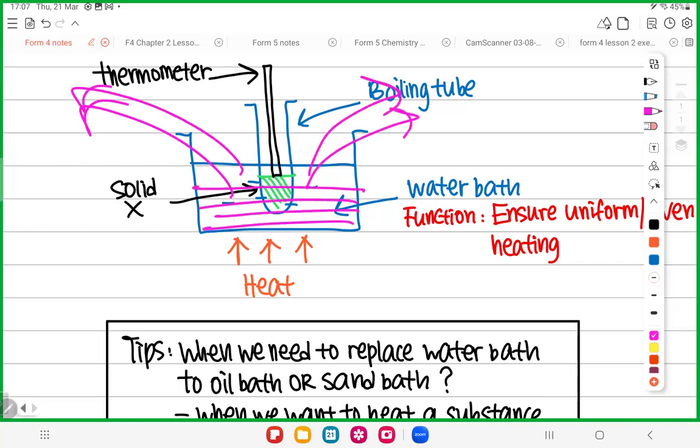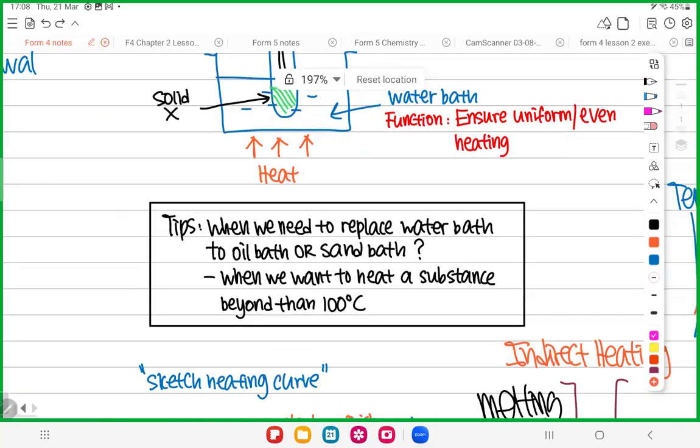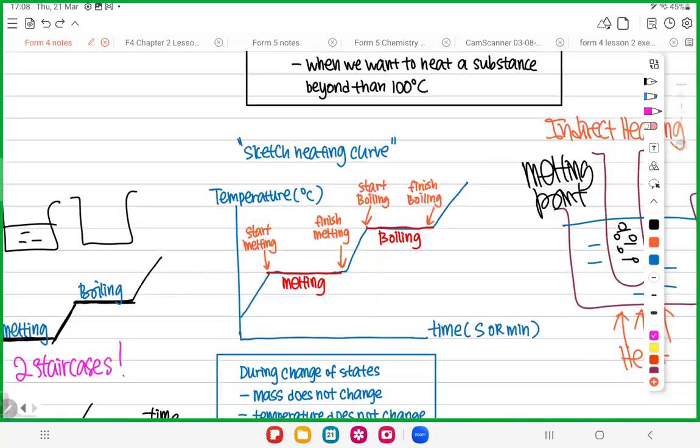Then the water will dry up. You don't want that. So make sure everyone knows when you should replace the water bath with an oil bath or sand bath. Okay. And then we must know how to sketch the heating curve.